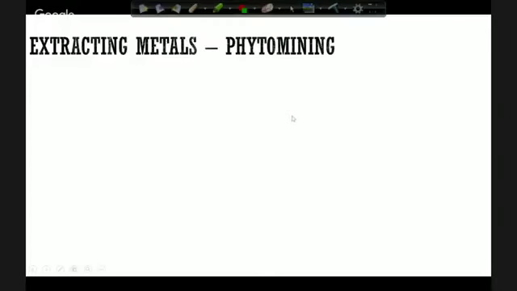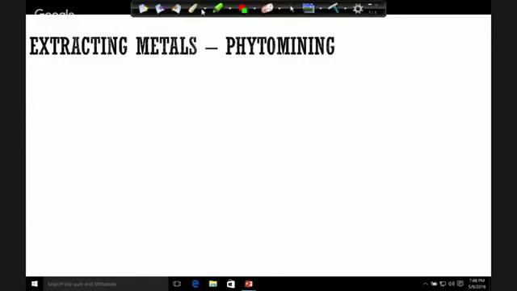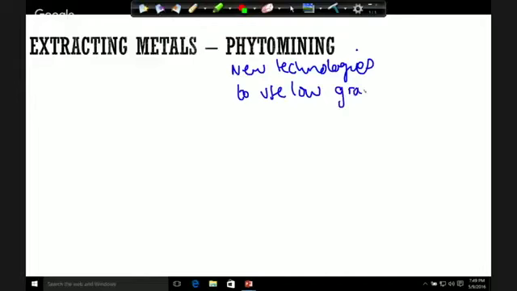Okay, moving on then to phytomining. Now, I've repeated it several times because it's so important, the idea that high-grade copper ores are running out. So we are wanting to develop new technologies like phytomining, which allow us to use low-grade ores. Because we might have a few areas where we've got ores of copper, but they don't contain much copper in. But if we can develop new technologies to get this copper out of these low-grade ores, then this is going to be a bonus.